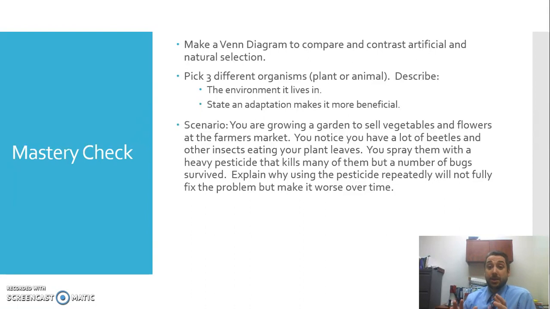And then a big mastery check. Scenario: you're growing a garden to sell vegetables and flowers at the farmer's market. You notice a lot of beetles are eating your plant leaves. That doesn't help your product. So you decide, I'm going to spray them with a bunch of pesticide to kill off all these bugs. But you don't get them all; some of the bugs still survive. So I want you to explain, using natural selection and Darwin's idea of evolution by natural selection, why using the pesticide repeatedly will not fix the problem, but is going to make it worse.